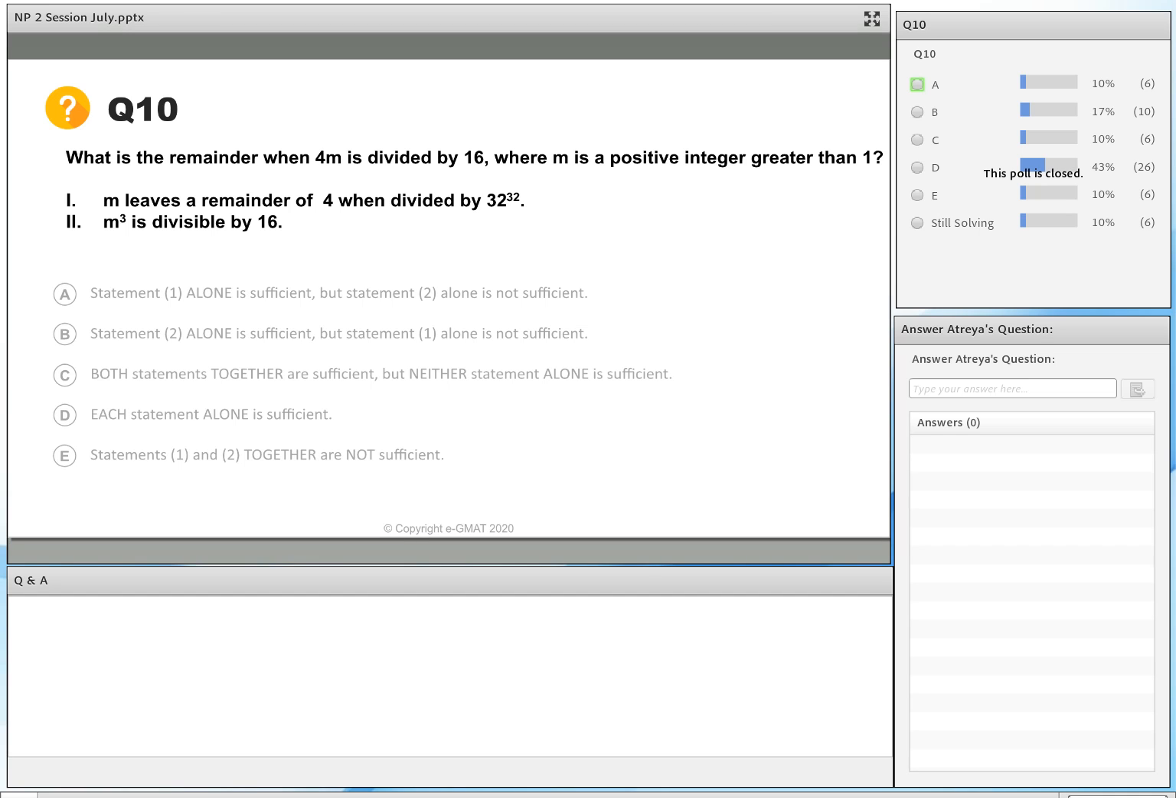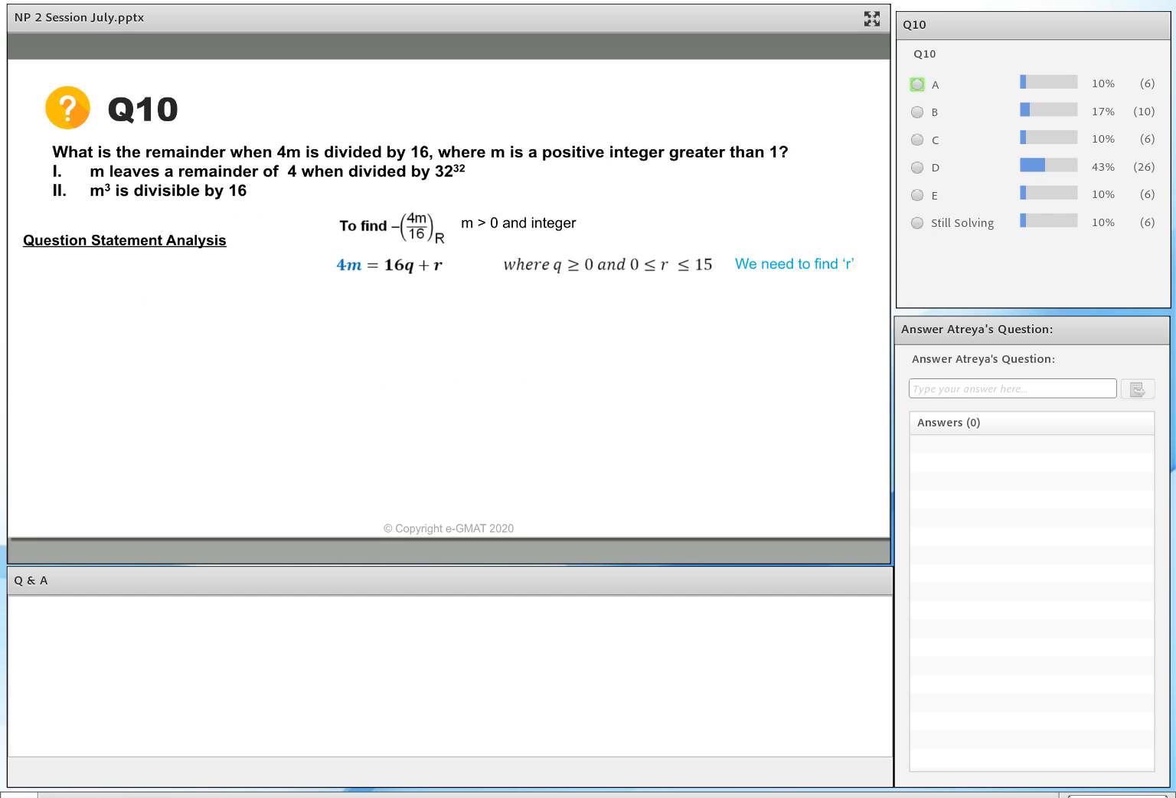So 43% of you tell me that the answer for this question is choice D. The other choices: for A it's 10%, for C it's 10%, for E it's 10%, for B it's 17%. Okay, now let's move on to this question and see how we solve this one. So let me move on to the next part.